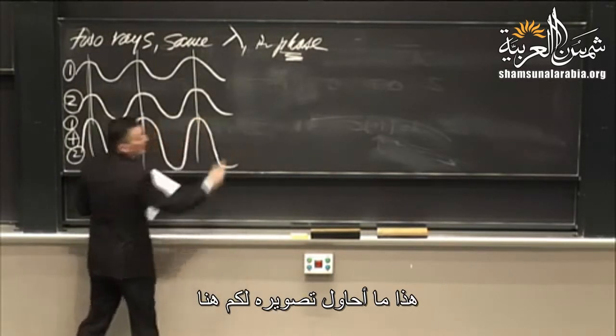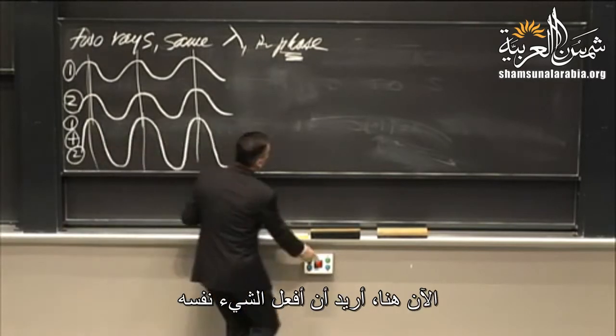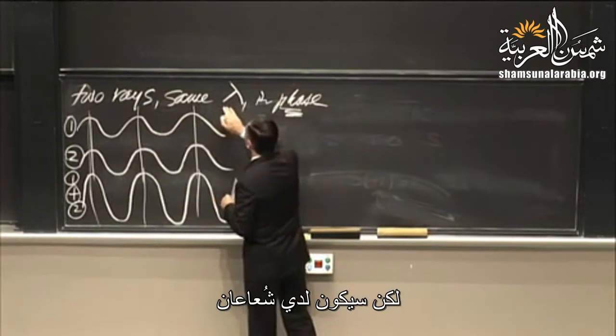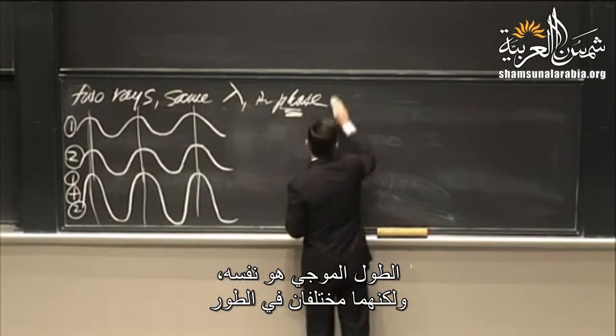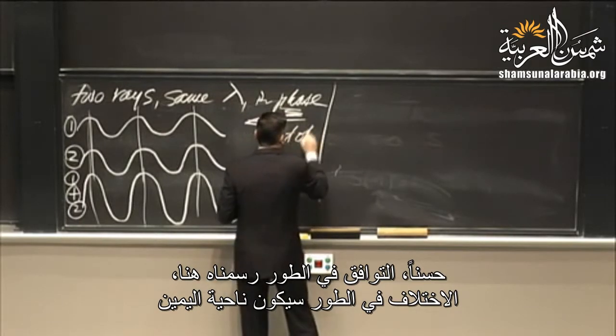That's what I'm trying to depict here. Okay? So this is amplification. Now over here I want to do the same thing, only I'm going to have two rays, same wavelength, but out of phase. Okay, so in phase is here, out of phase is to the right.